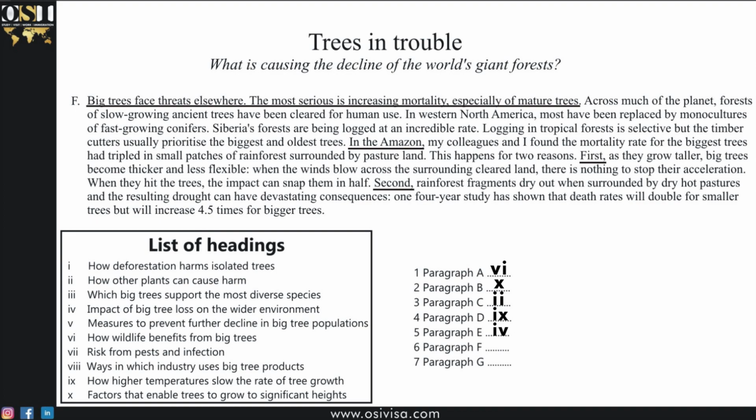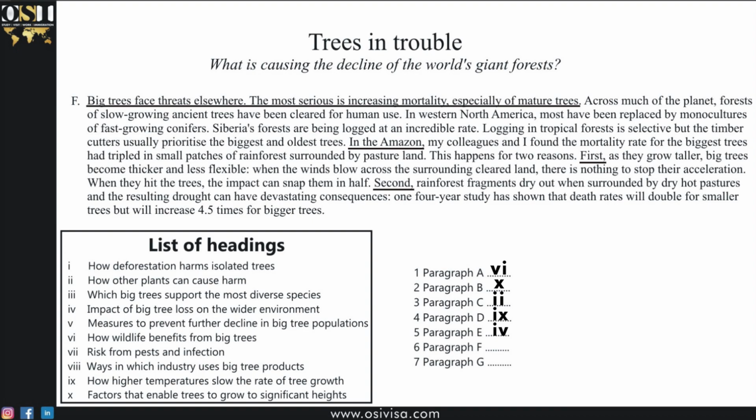Paragraph F. Now this one here is the biggest one I've seen. So let's start reading. The first sentence says, big trees face threats from elsewhere. The most serious is increasing mortality, especially of mature trees. So they're talking about threats to big trees, threats from elsewhere. So that could be something else apart from the things that we've already read, that was environment and other plants. The last sentence over here is again kind of long.